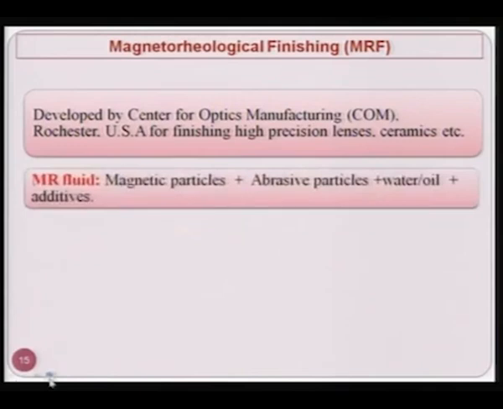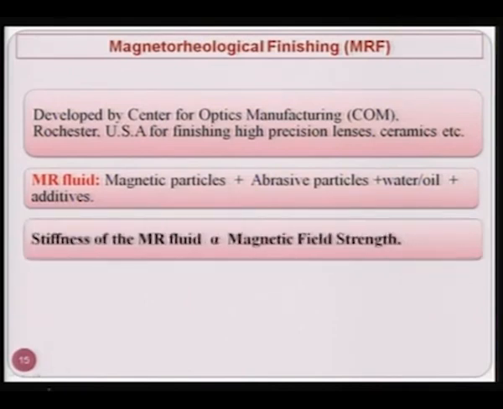MR fluid consists, as I have already mentioned, of magnetic particles, abrasive particles, water or oil as the carrier fluid, and additives, specifically the stabilizers. Stiffness of the MR fluid is a function of the magnetic field strength. Higher the field strength, stronger is the chain being formed by the magnetic particles, and the abrasive particles will be held more strongly compared to the case when the magnetic field strength is lower.